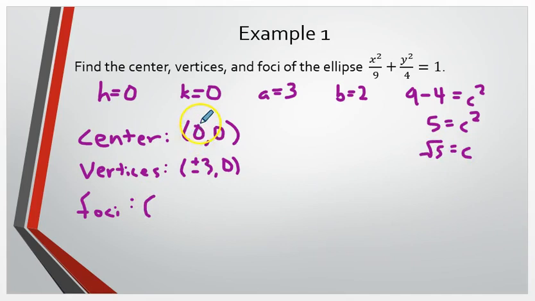So starting from the center, which was 0, 0, if I do 0 plus root 5 and 0 minus root 5, that's just plus or minus root 5, comma 0. So those are all of the components that they asked us for in this question. Make sure that when you do have a radical, you always try to simplify it or reduce it to get it into the simplest terms.